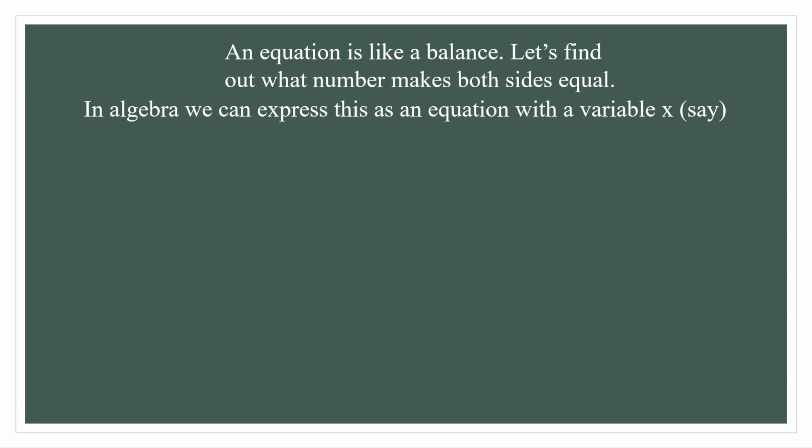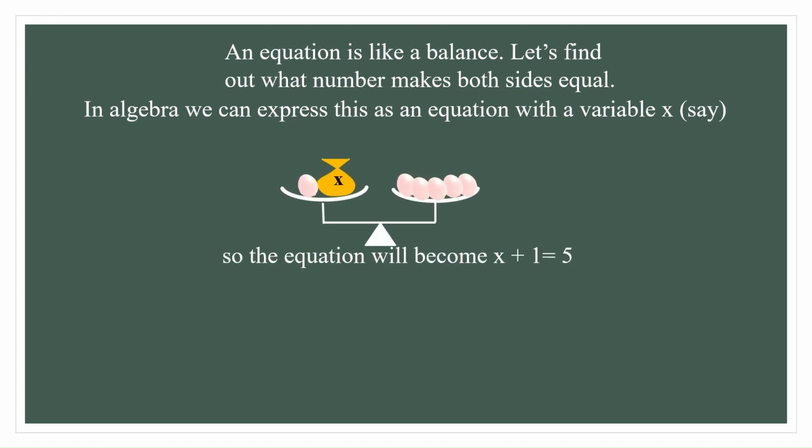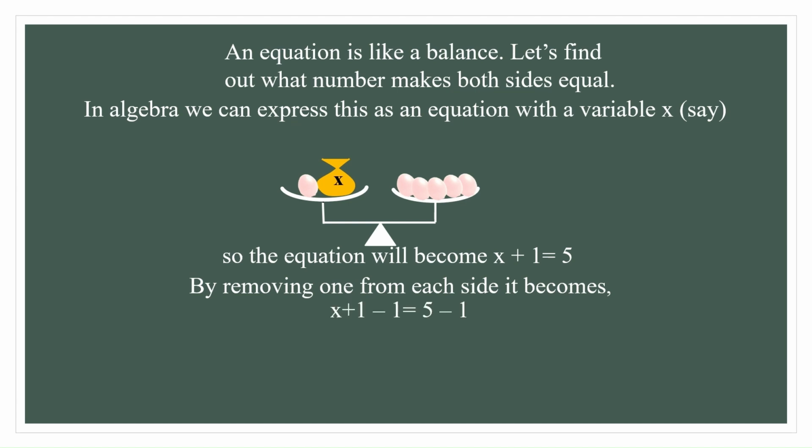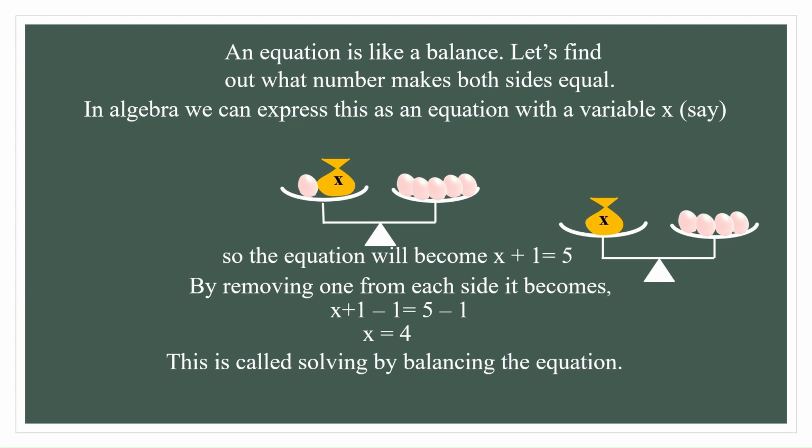In algebra, we can express this as an equation with a variable x or any other variable. So the equation will become x plus 1 is equal to 5. By removing 1 from each side, it becomes x plus 1 minus 1 is equal to 5 minus 1. Here 1 is the egg that you have removed. So we get x is equal to 4. And this is called solving by balancing the equation.